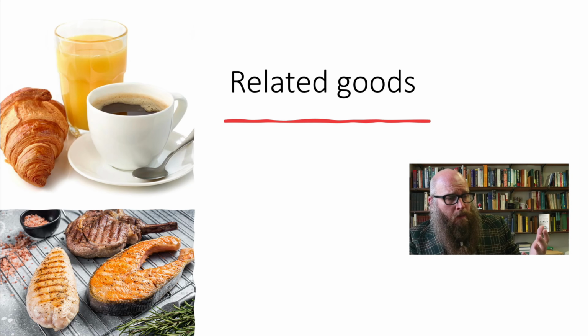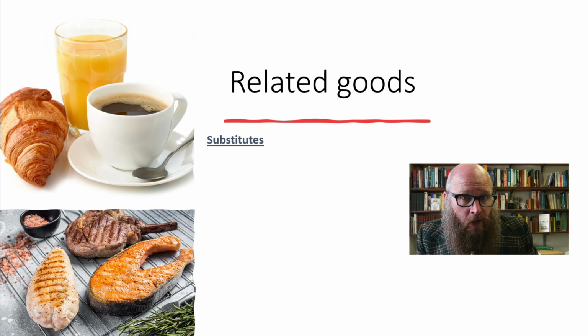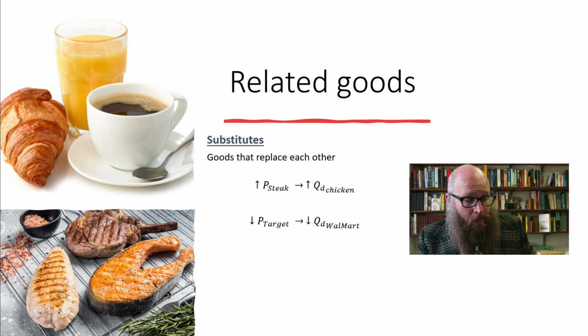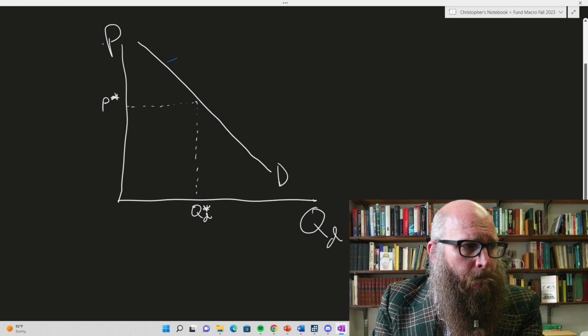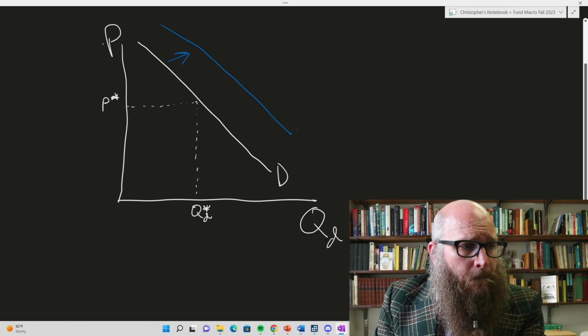Another significant component that will affect the demand curves are the prices of related goods. Two goods may be a substitute for each other. They can replace each other. For example, if the price of steak goes up, the quantity demanded for chicken will also go up. Even though they're not the same market, one will affect the other, meaning that the price of steak will cause the demand curve for chicken to shift to the right.